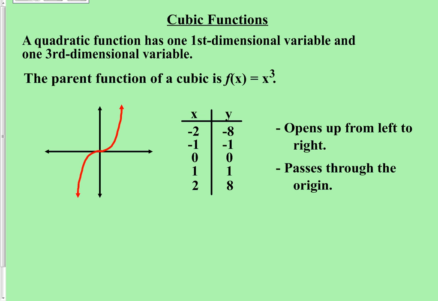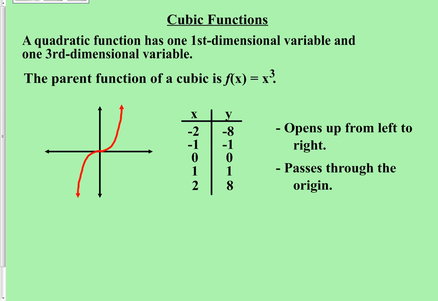We also looked at the cubic function, and we did spend a little time talking about the cubic function, but haven't used it a whole lot. And the cubic function is the result of when you have one variable in the first dimension and the other variable in the third dimension. Now, the basic parent function for the cubic is f of x equals x cubed. So here is your basic cubic function.